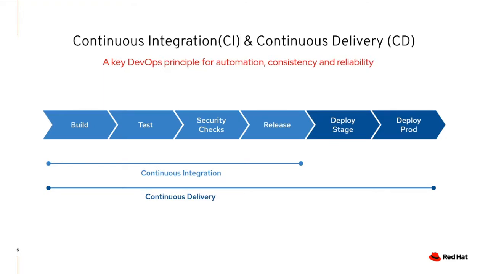Continuous deployment is another possible CD, which is similar to continuous delivery. However, changes are deployed into production automatically. This is without any manual intervention.